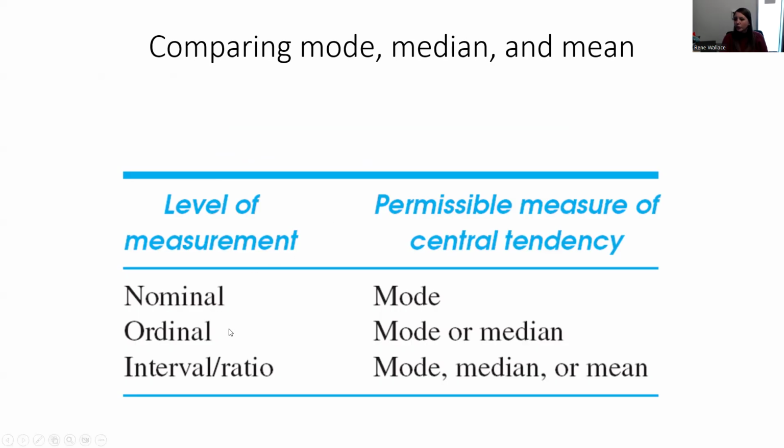Whatever level of measurement, right? There was nominal, ordinal, and interval ratio. So for nominal we could use mode, for ordinal we could use mode or median, and we could use mode, median, and mean in the interval ratios.